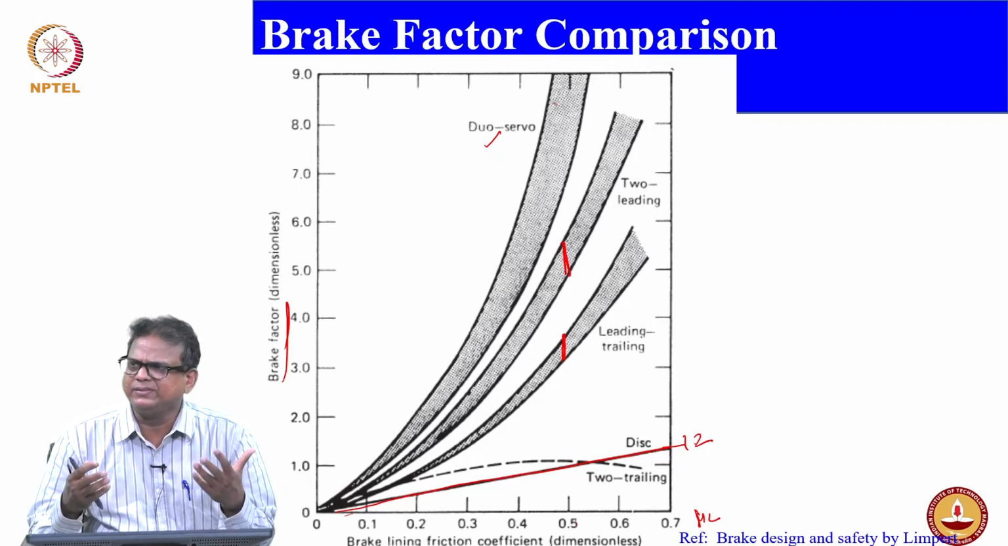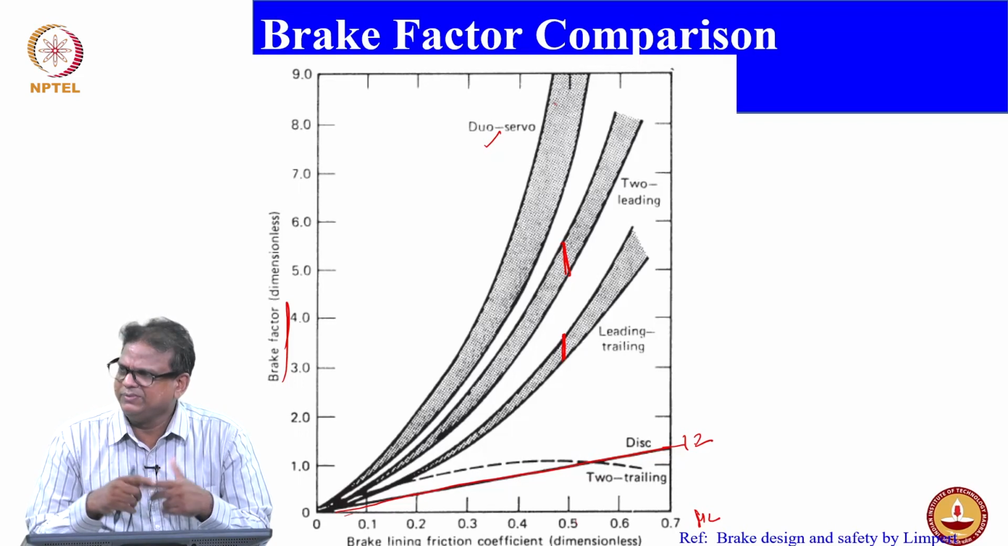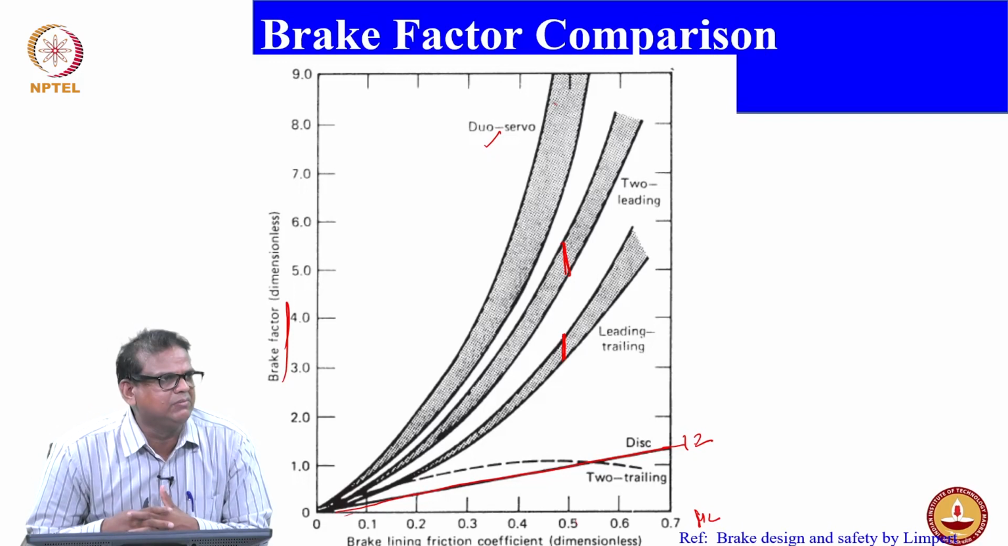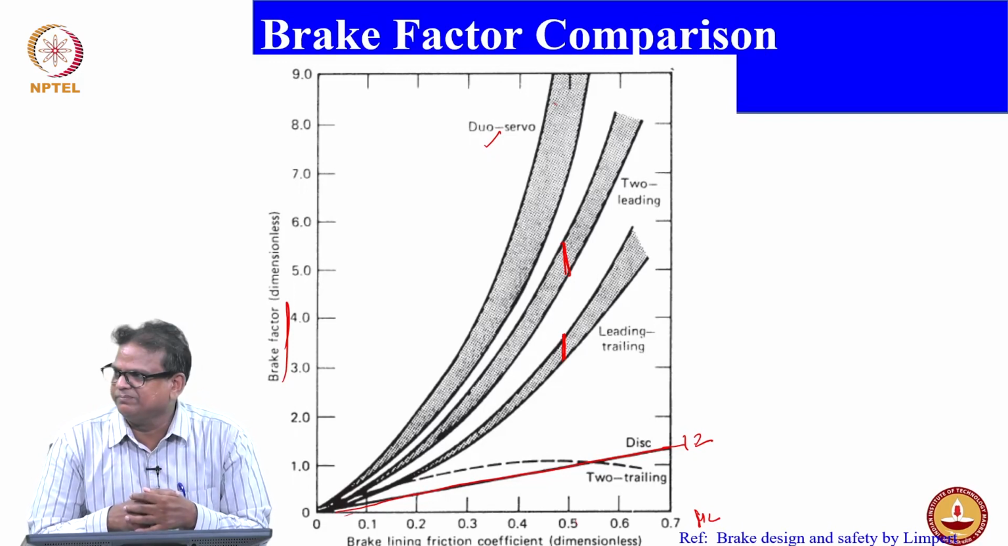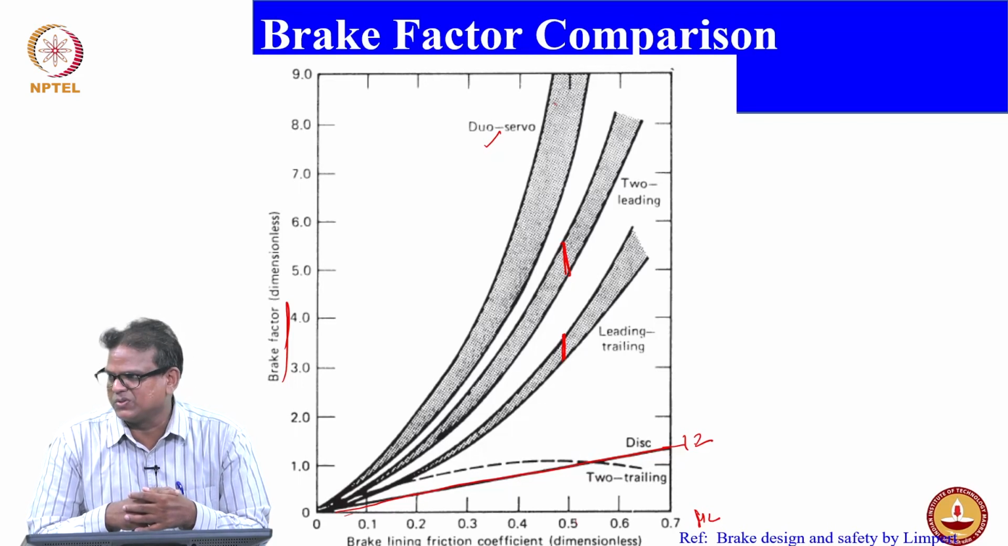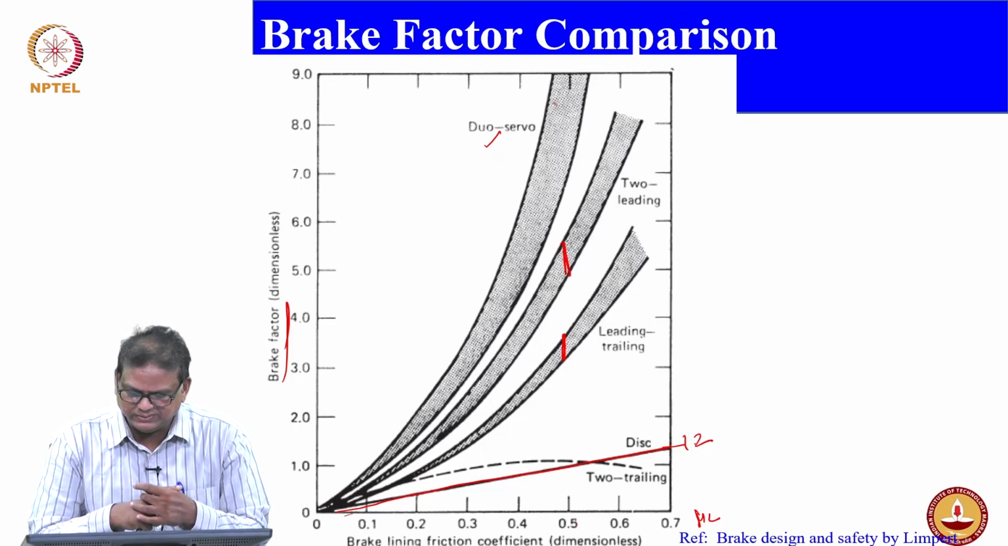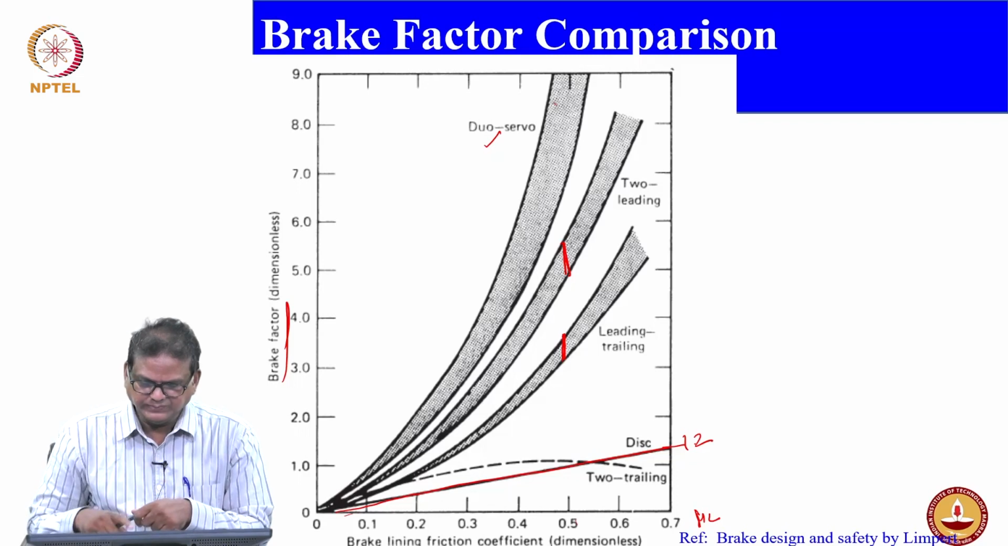Then what is the reason we are still using a trailing and drum brake system? That question will come, right. So, there is one more term called stability. You have to look at stability also, right. You have to look at the stability aspect.